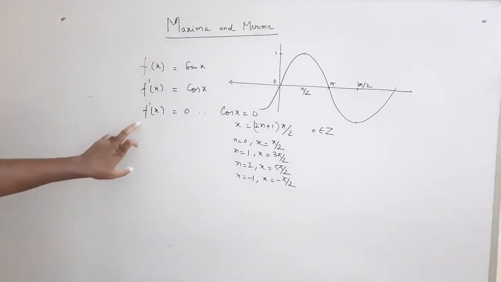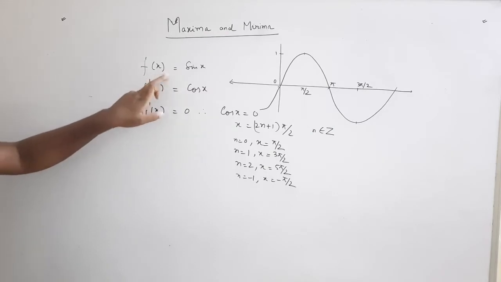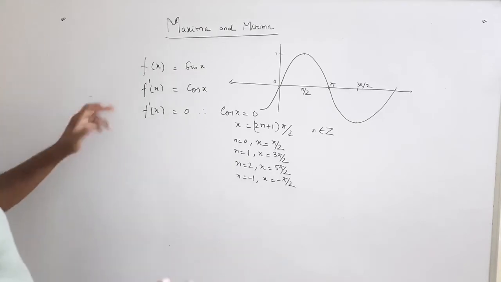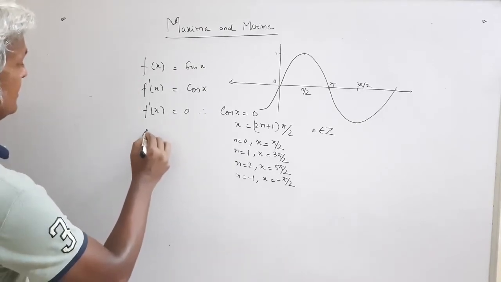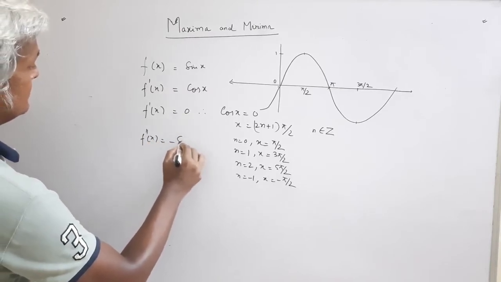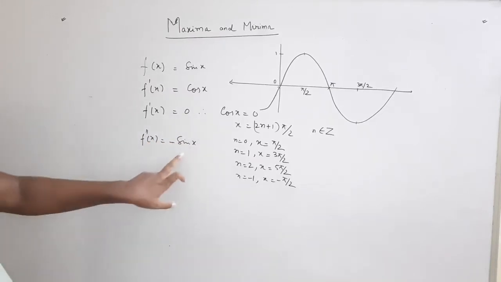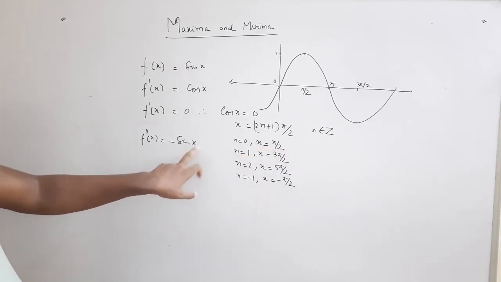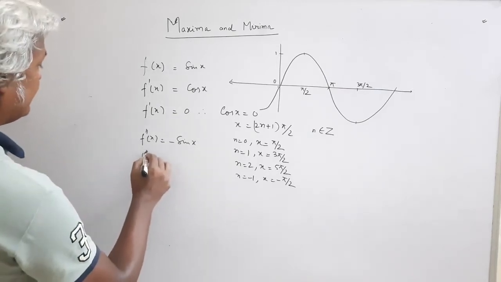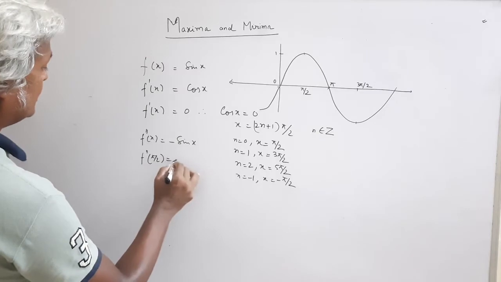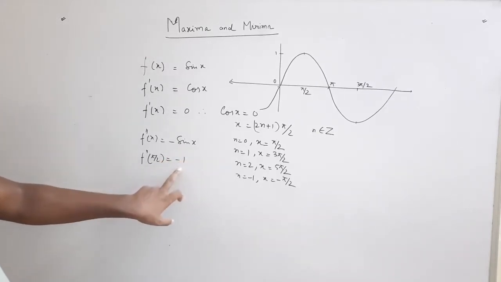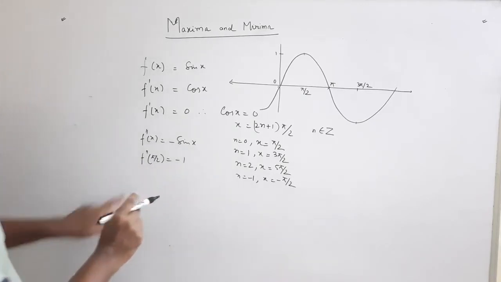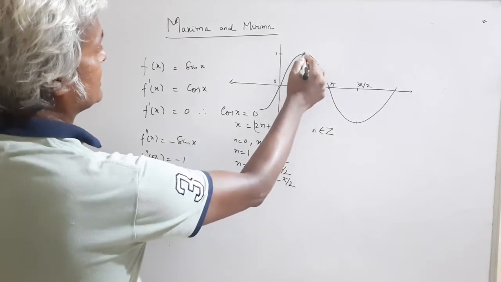Then the rule says that we have to find the double differentiation of the function and then check for which value it is greater than 0 and for which value it is less than 0. The double differentiation of f(x) is minus sin x. Now I put one value. Suppose I put x as pi by 2. Then f double dash pi by 2 is minus 1, because sin pi by 2 is 1. So at x equal to pi by 2 this is negative, which means it is a maximum. Check it out: this is pi by 2 and here you are getting the maximum value 1.